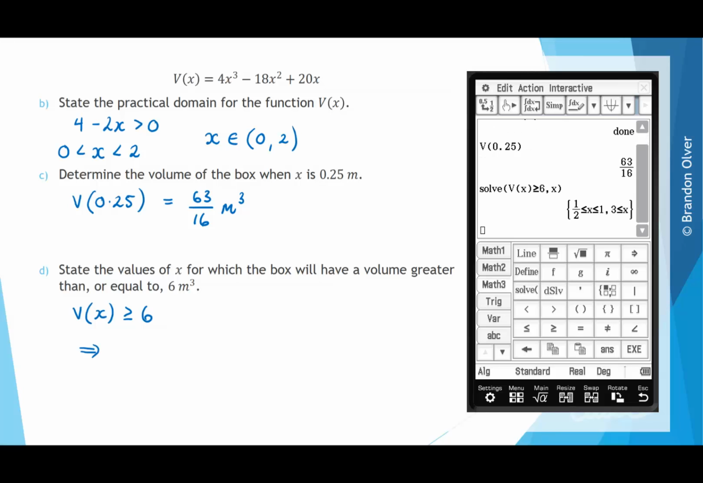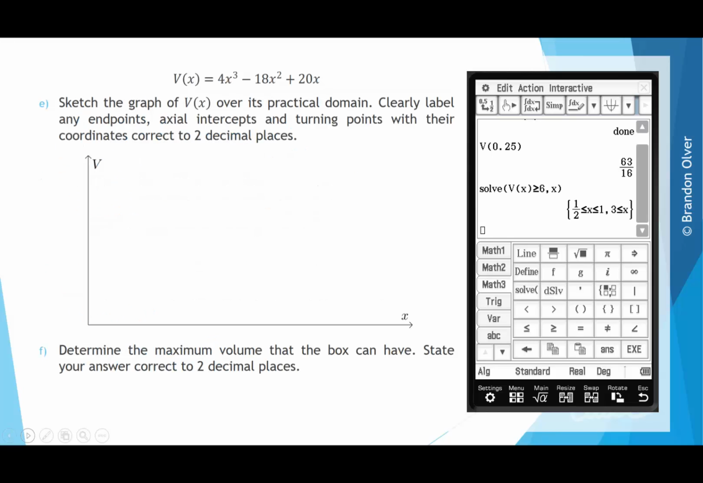Using the output of the CAS calculator and our knowledge that the domain is between 0 and 2, both not included, the values of x that give a volume greater than or equal to 6 lie over the interval 1/2 to 1, both included. For part E, we want to sketch the graph of V(x) over its practical domain. We also need to clearly label any endpoints, axial intercepts, and turning points with their coordinates correct to 2 decimal places.